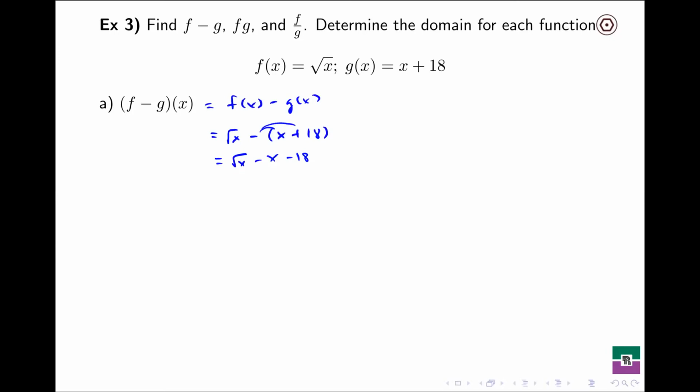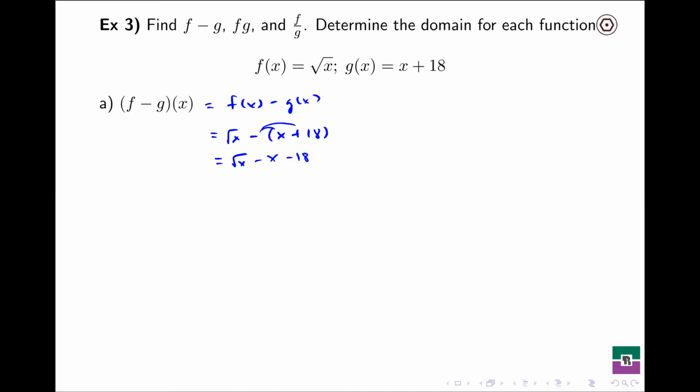Let's talk about the domain though. When they defined these new functions for us, they said these are only defined for x values that are in the domain of both of the functions. So what I need to do is find the domain of f and the domain of g, because this new function only makes sense where they both make sense.